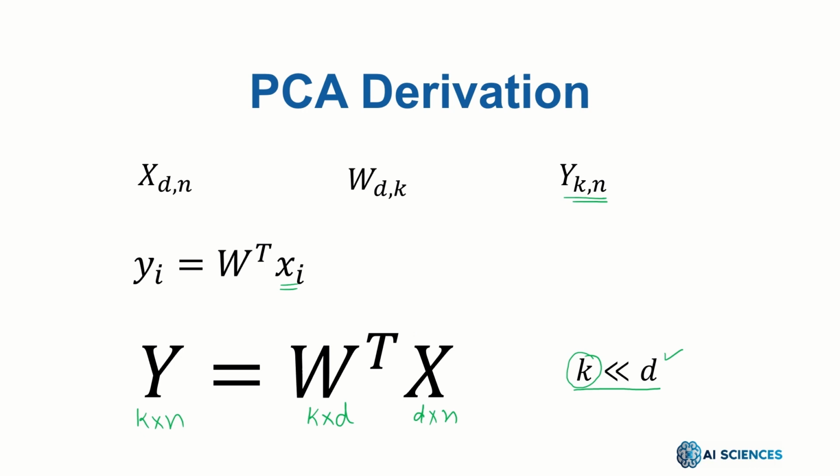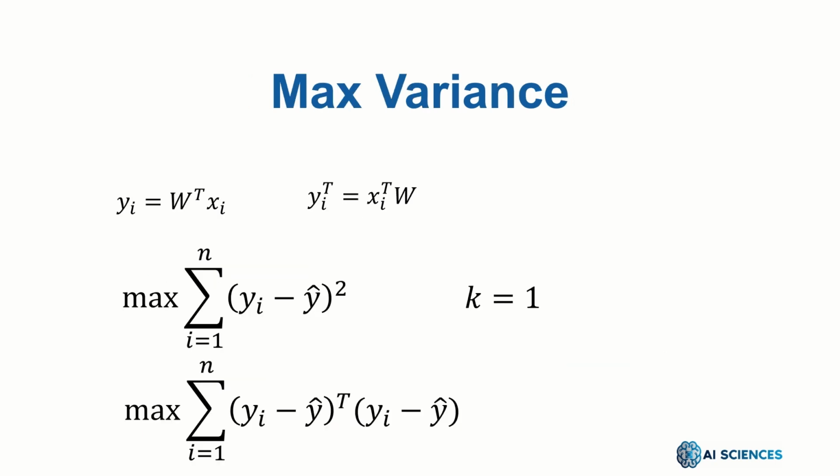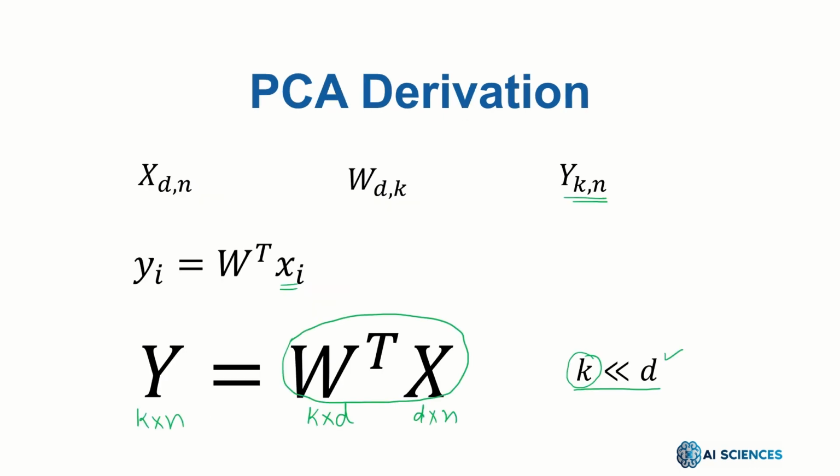So that's the setup. If the columns of W are orthonormal bases of the subspace, then we need to find out those bases. Once we have those bases, then we can transform our original data. We can reduce the dimensionality of our data using this formula. Okay, so far so good, I guess. Now we dive into the max variance property. What should be the property of the columns of this W that we want to maintain to transform X into Y?